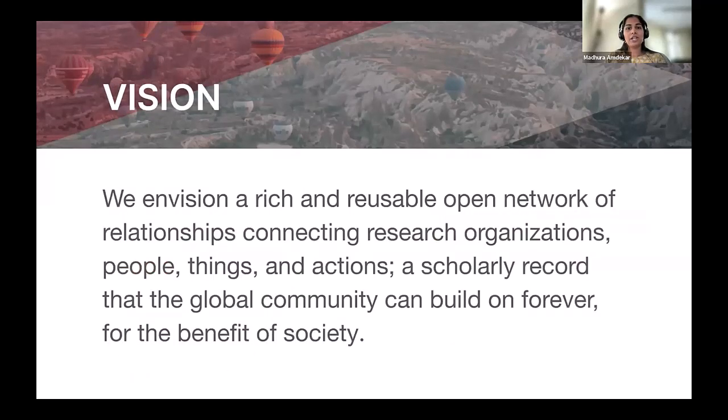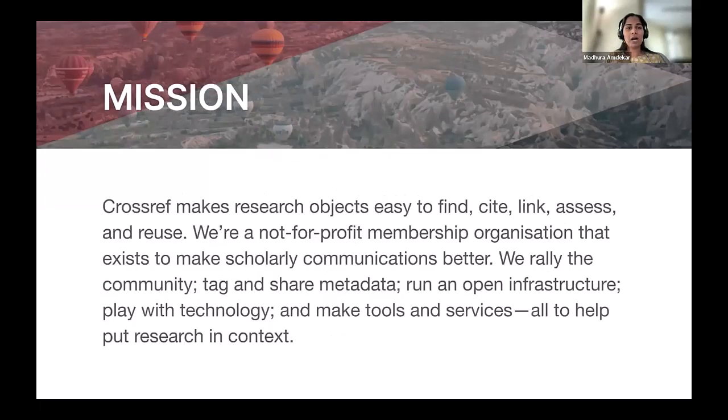Our vision is a shared idea of the future environment that we wish to see. We articulate this as a rich and reusable open network of relationships connecting research organizations, people, things, and actions. A scholarly record that the global community can build on forever for the benefit of the society. As to Crossref's part in achieving that vision, our role is to make all kinds of research objects easy to find, cite, link, assess, and reuse.